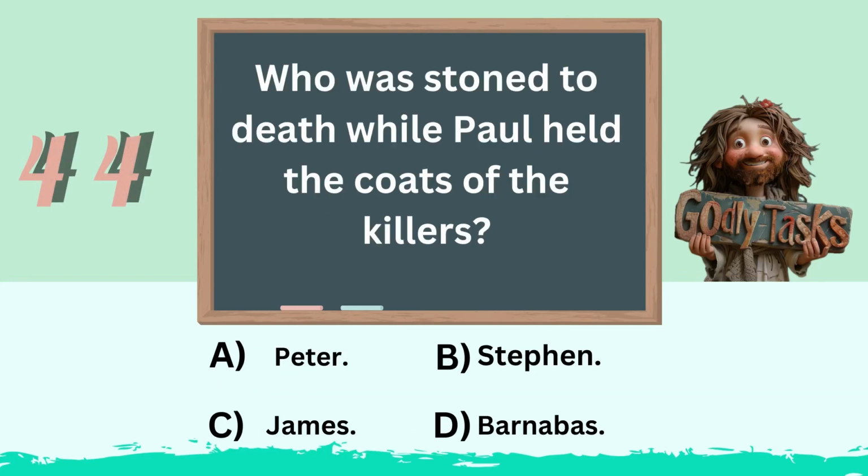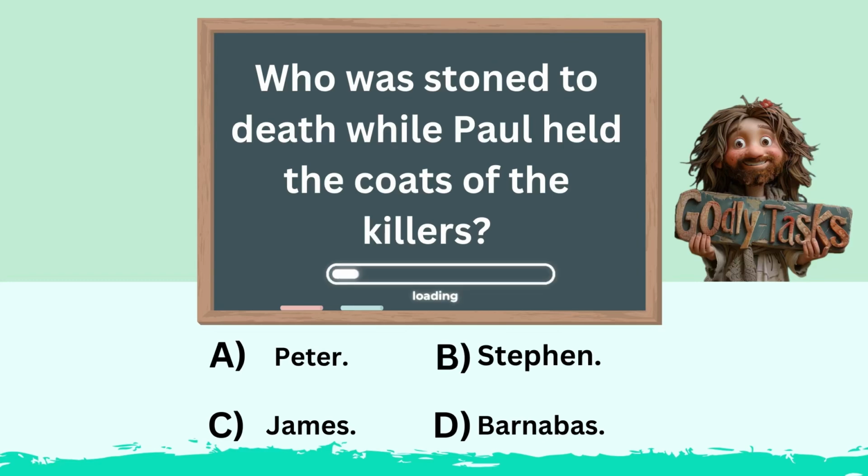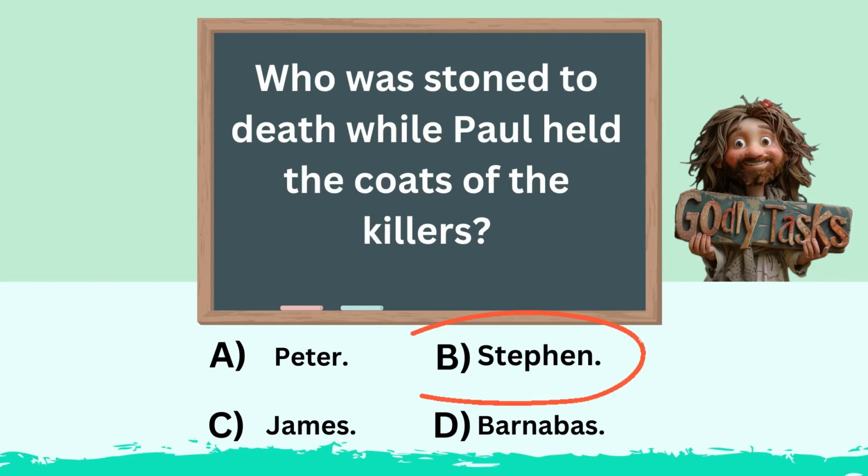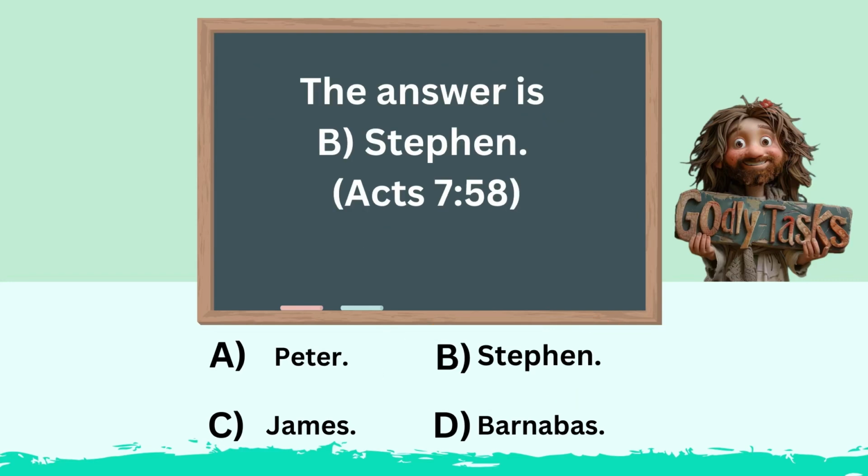Question 44. Who was stoned to death while Paul held the coats of the killers? A. Peter. B. Stephen. C. James. D. Barnabas. The answer is B. Stephen, Acts 7:58.